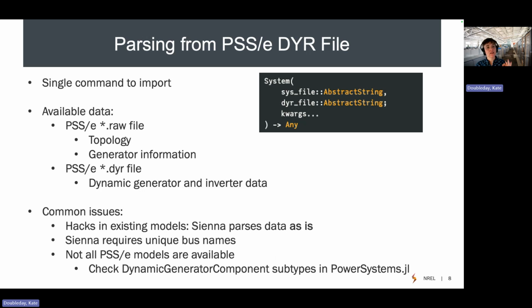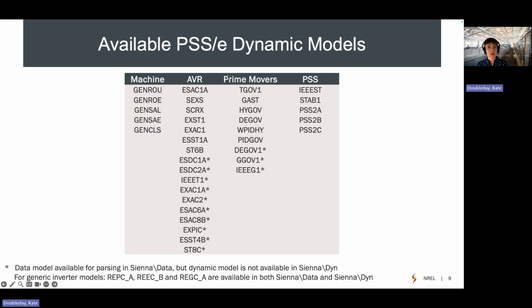The most up-to-date information on what models are available can be found in the PowerSystems.jl documentation by checking the subtypes of dynamic generator component. But we're also listing here the currently available dynamic models as of June 2025. This list is always changing as we continue to develop, so checking the documentation is the best place for the most up-to-date list.